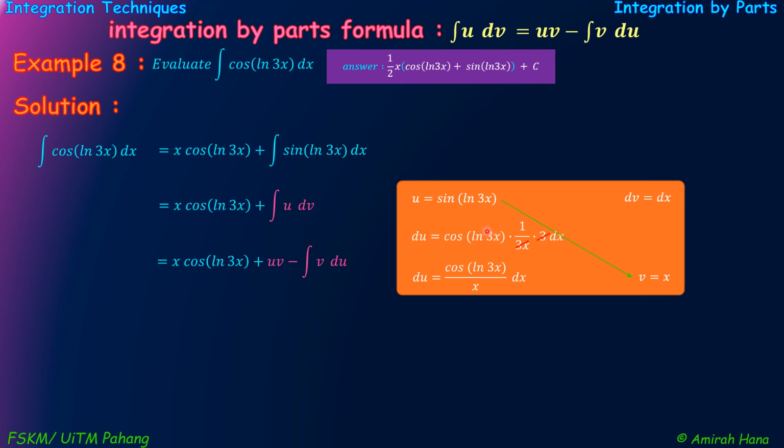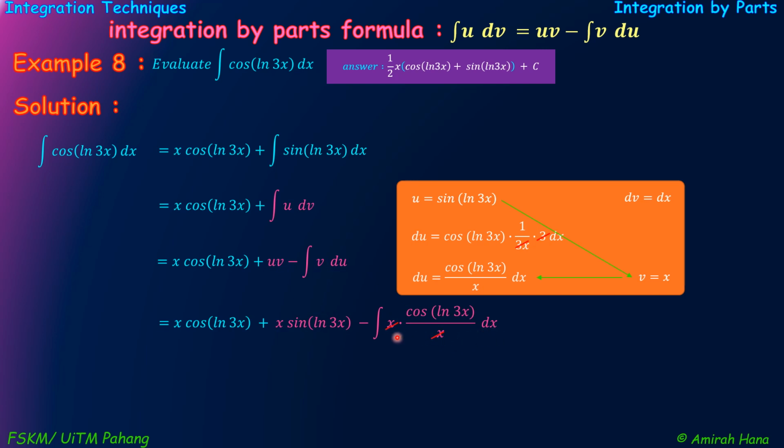Alright, after that, we multiply u and v to substitute into this formula, and we multiply v and du to substitute into this formula. So we have x cos ln 3x plus, after we substitute, we get this. Okay, we check one by one. Our u equals sin ln 3x, v equals x, and then we have a minus sign, an integration sign, v equals x, and du equals cos ln 3x over x dx, right?